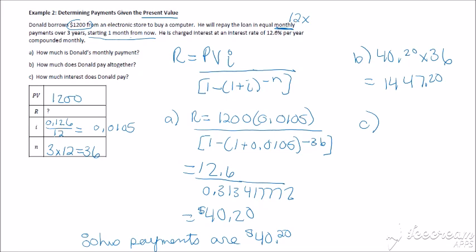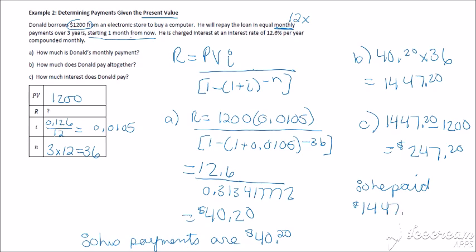But here's the thing. He paid $1447.20. The laptop only cost $1,200. So he actually paid, when we subtract those, $247.20 in interest. So we say, therefore, he paid $1447.20, of which $247.20 was interest.